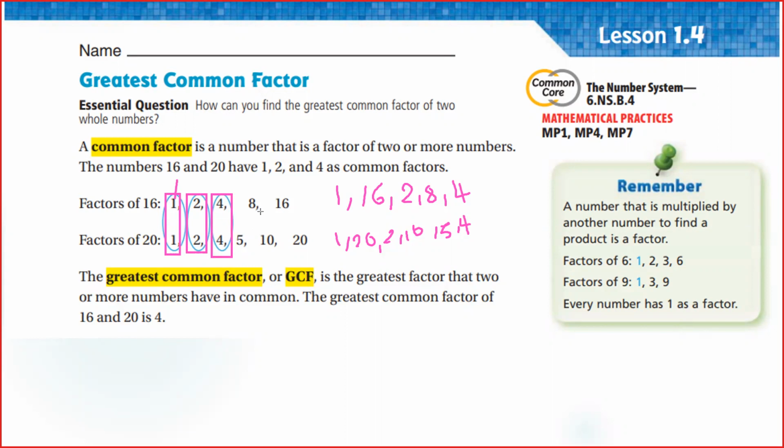So what is the greatest one? The greatest common factor of these two numbers? Oh, no, number 4 only. Okay, say number 4. So the greatest common factor is 4.